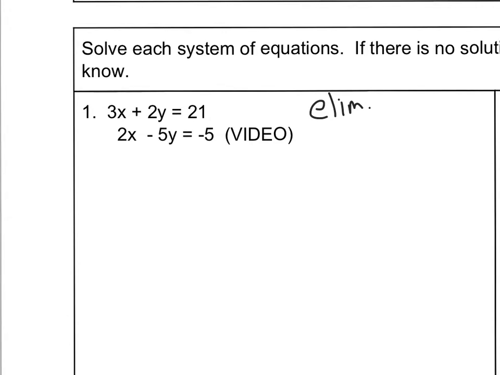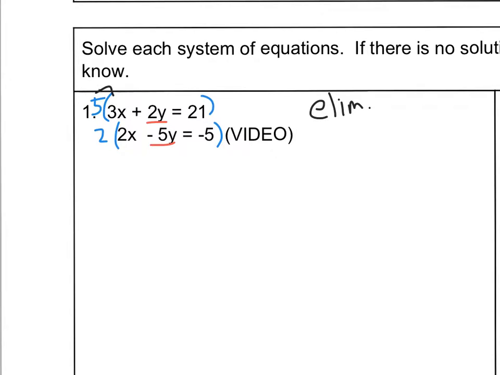Because I've got a positive and a negative, I'm going to try to get rid of the y's for this problem, although it doesn't matter which way you decide to do this. I'm going to multiply by the opposite coefficient. So for the top, I'm going to multiply by 5, and the bottom, I'm going to multiply by 2. The goal is to get the y's to have the same coefficients but opposite, and hopefully when we do that, we can eliminate this thing pretty quickly.